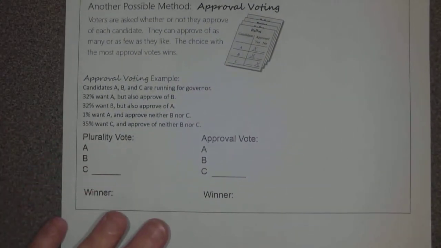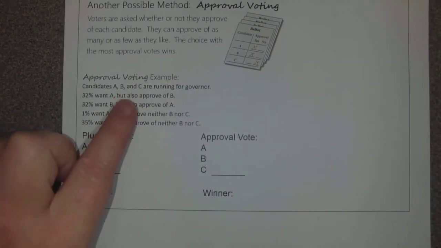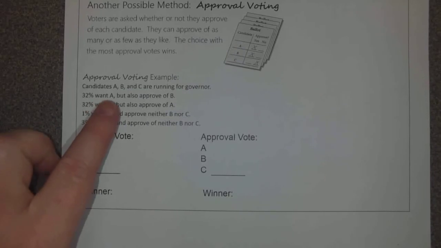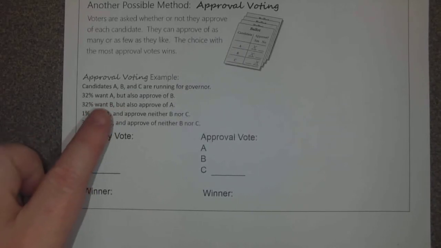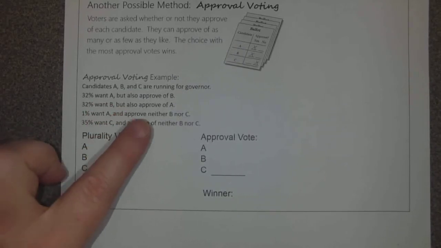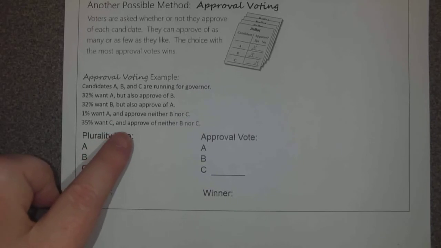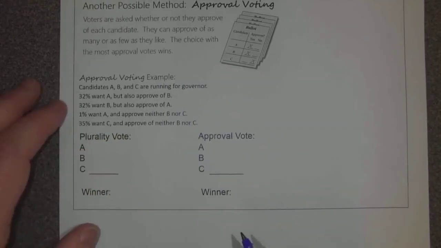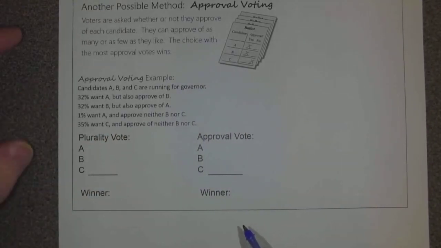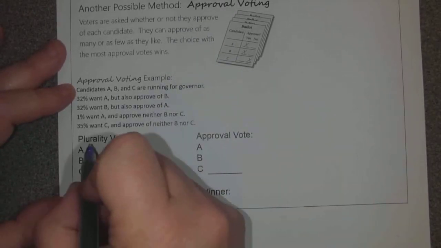Okay, approval voting example. Candidates A, B, and C are running for governor. 32% want A, but also approve of B. 32 want B, but also approve of A. 1% wants A and approve of neither B or C, and 35 want C and approve of neither B or C. So by plurality, we would just be counting the people or the percentage of votes.